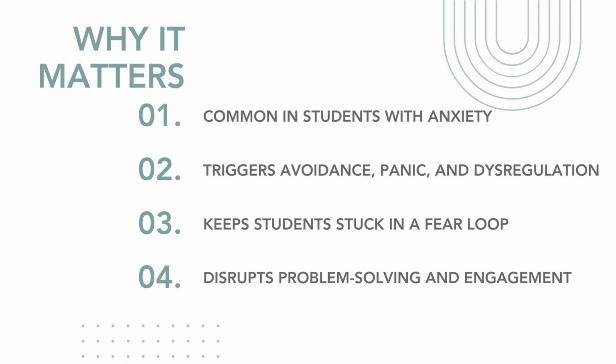Catastrophic thinking is that mental snowball effect. The problems become huge threats. It's super common in students with anxiety and perfectionism, and when their brains say this is a disaster, their body follows. They have racing heart, tunnel vision, freeze, or avoid. So our job is to help them break the loop and bring the thinking back down to size.